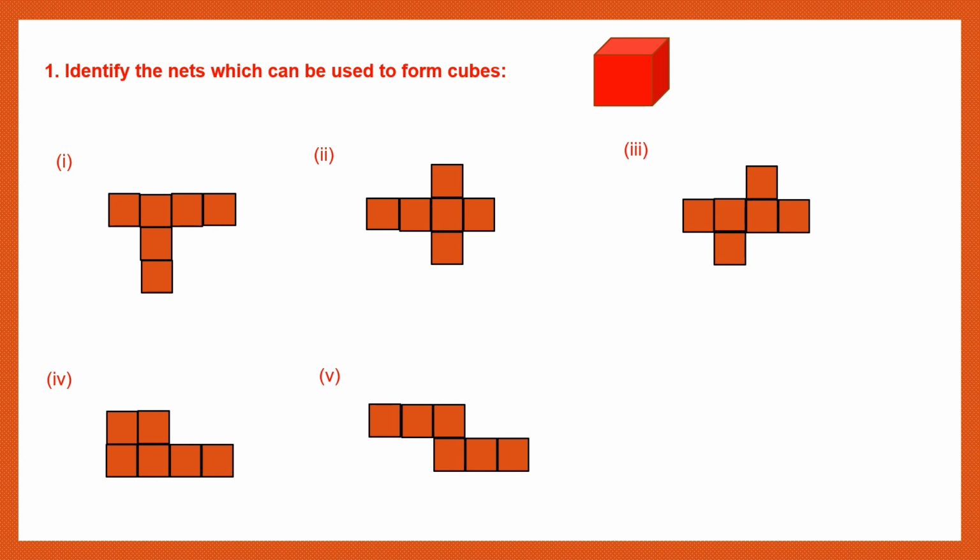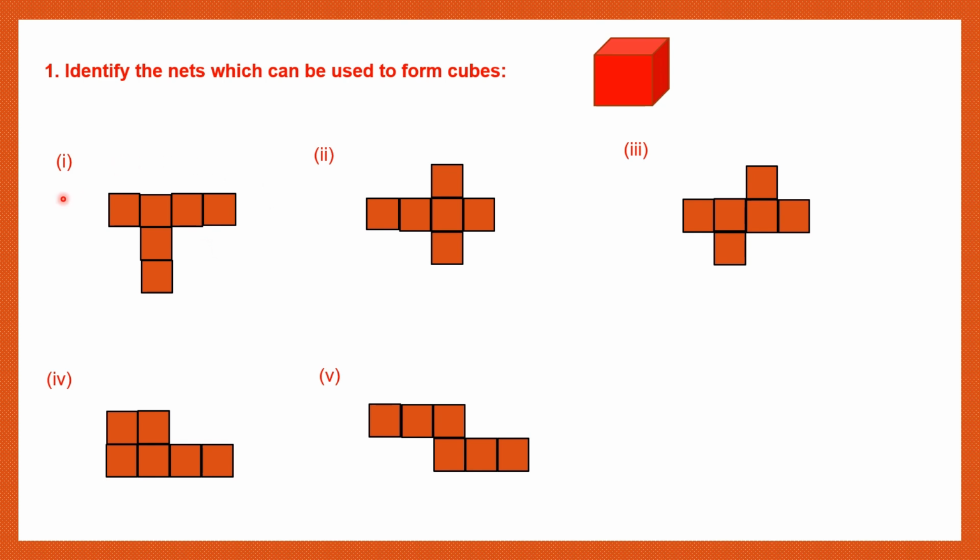Now, remember, they are made up of 6 squares. It's because a cube has 6 faces. It's made up of 6 squares. So 1, 2, 3, 4, 5, 6. But they should be arranged in a particular way, and no square should overlap, should fall on the other one. So visualize that in your mind and see.